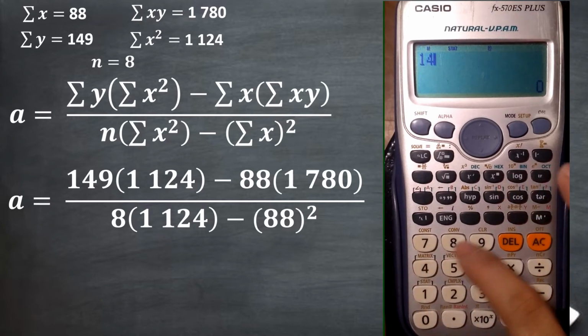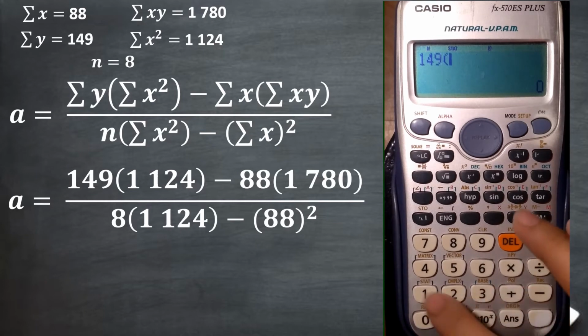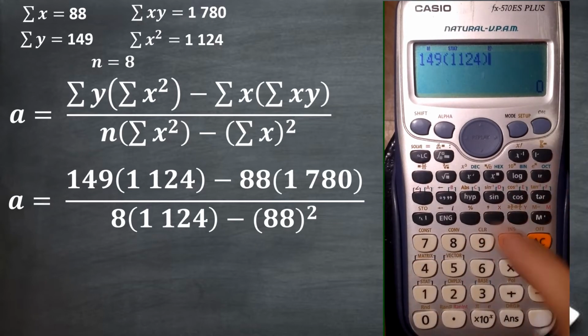Let's simplify the numerator. First, we have 149 multiplied by 1124, minus 88 multiplied by 1780, close. So the answer is 10,836.